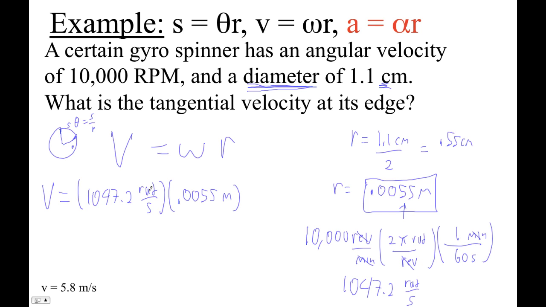So I'm going to multiply that by 0.0055, and I get 5.759 meters per second. And that's pretty fast. That's like 13 miles an hour. Not too fast. All right. In the next few videos, we'll do some of these problems.